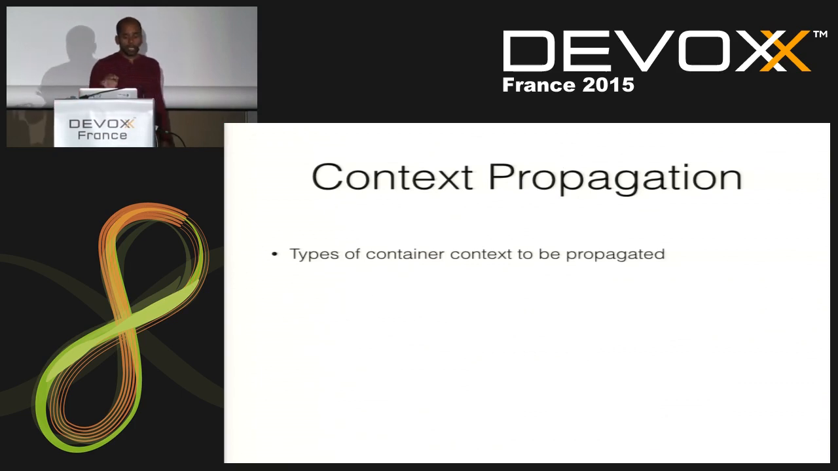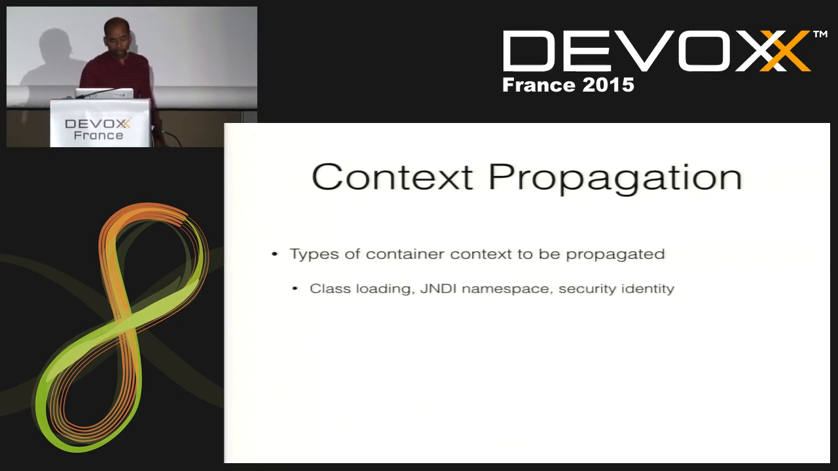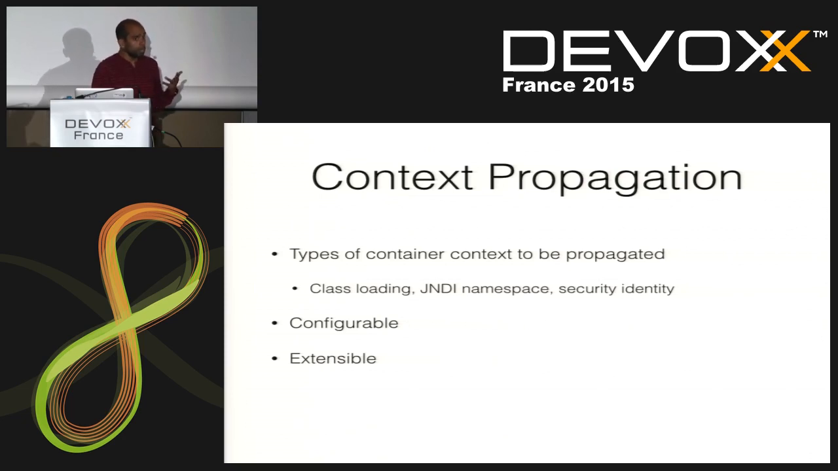So in this case, the types of container context to be propagated are the four we talked about: class loading, JNDI, security identity, and transaction. What is configurable is via the properties, and they are extensible. For now, these are the only four types of context we talk about: class loading, JNDI, security, and transaction. But the extensibility is really left for vendor-specific extensions, and I haven't really seen much use of that yet.